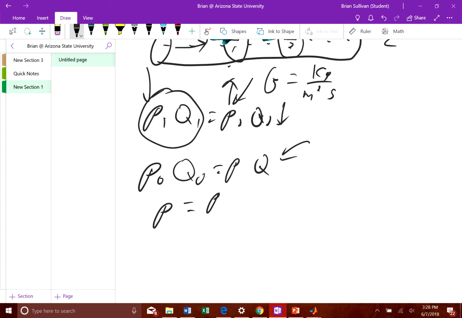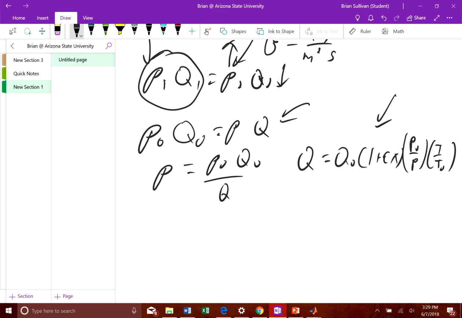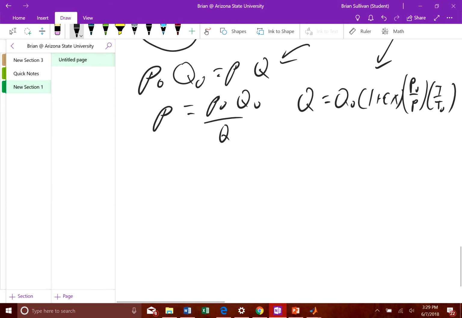Well, what we got is P naught, Q naught over Q, and we've already determined in previous videos we can use expansion factor to explain Q. So Q naught is going to be 1 plus e to dx, right? And over here we're going to put P naught over P, T over T naught. Okay, and plug that in for Q. This is an expansion factor video I did. Okay, so P is equal to P naught, Q naught over Q naught, 1 plus e to x, just subbing the other equation in.